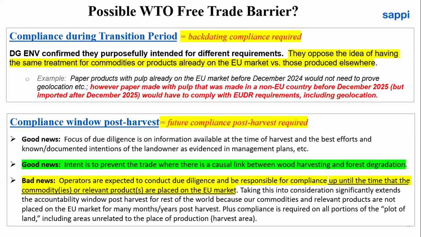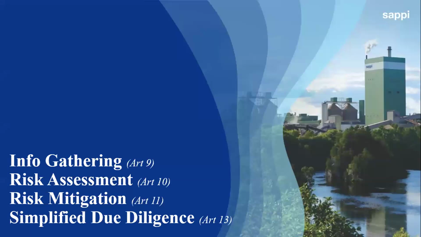And in Europe, they're going to expect you to do that due diligence in between that harvesting and the product being on the market, which is almost simultaneous. For us, again, it could be many years after harvest until the time that product reaches Europe. So we have a backdating problem and we have a future compliance problem. I know this sounds technical, but this is a technical regulation and it's going to get complex, I fear, if they actually implement it the way it's written.